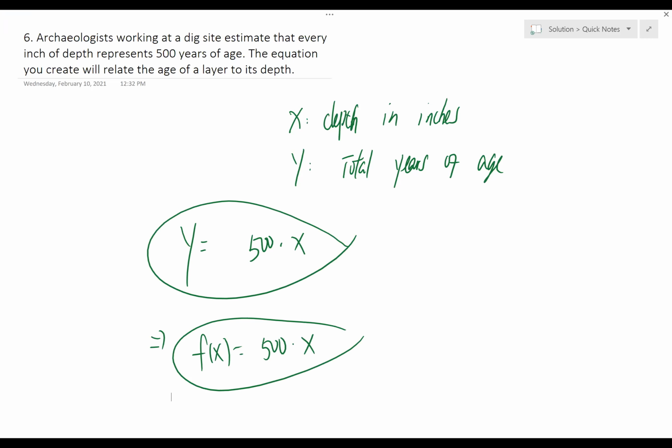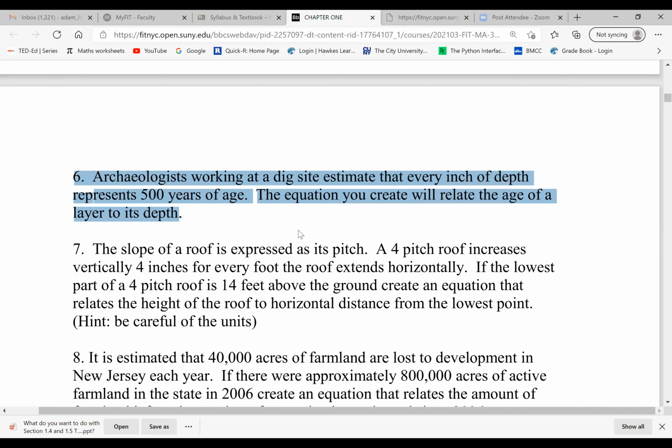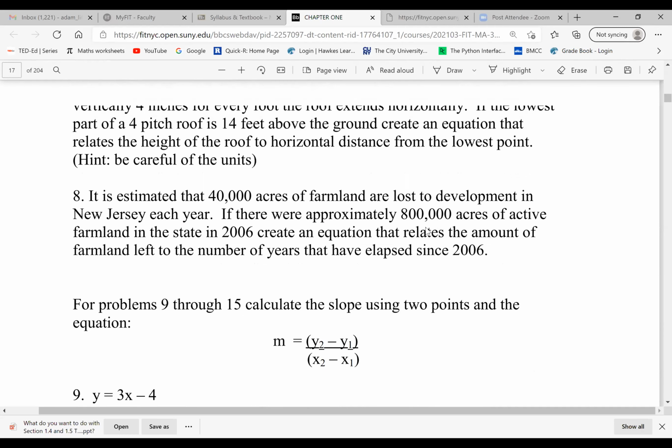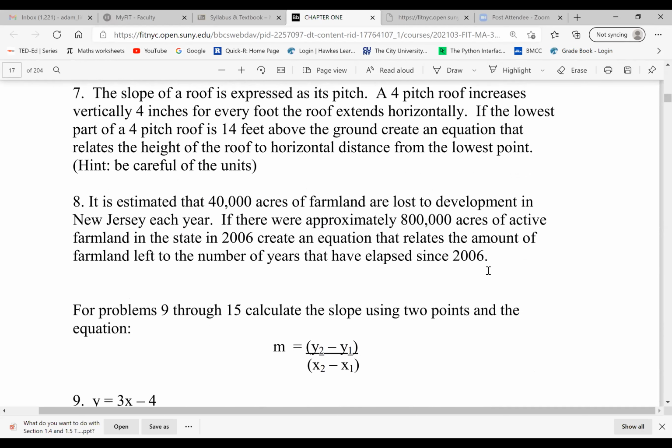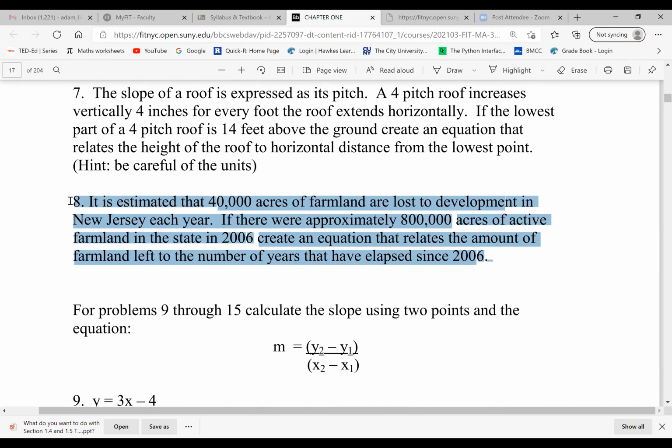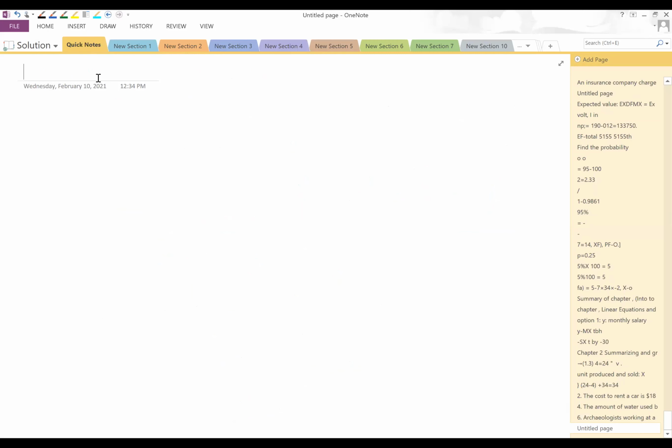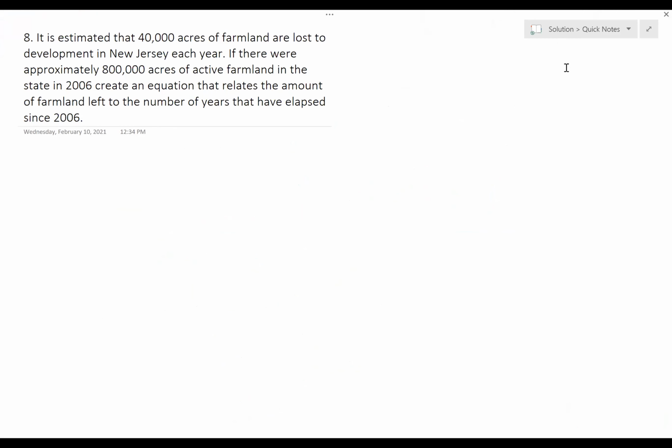Okay, let's look at question number 8. I'll probably do a couple more, and then we're going to move on. So question 8. It is estimated that 40,000 acres of farmland are lost to development in New Jersey each year. There are approximately 800,000 acres of active farmland in the state in 2006. Create an equation relating the amount of farmland left to the number of years that have elapsed since 2006. Any suggestions?